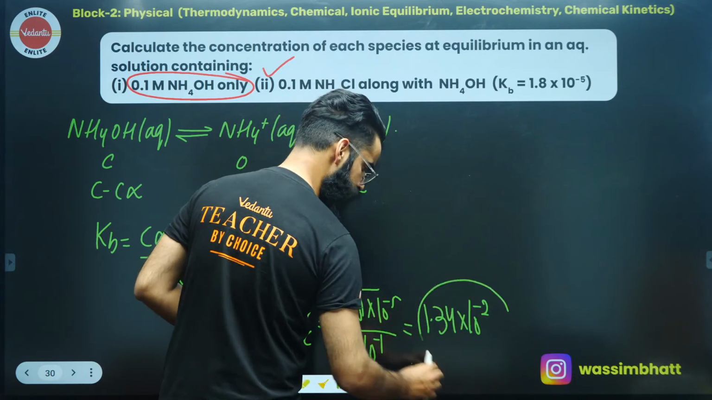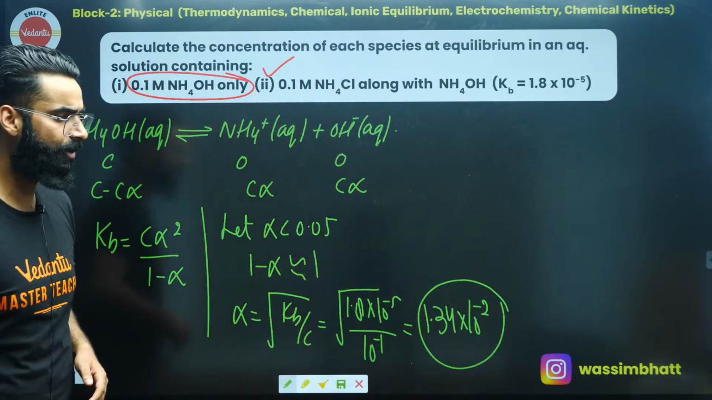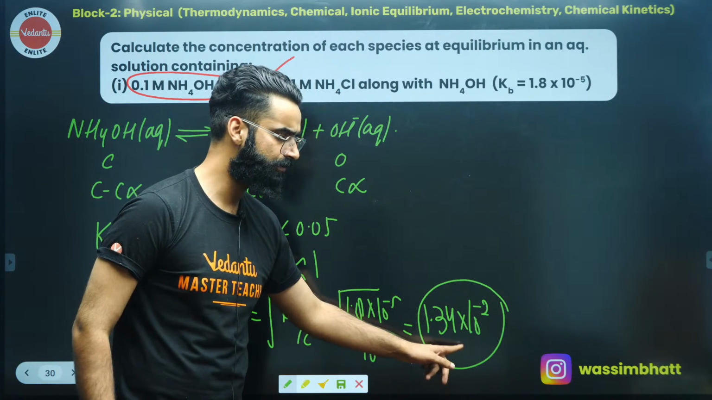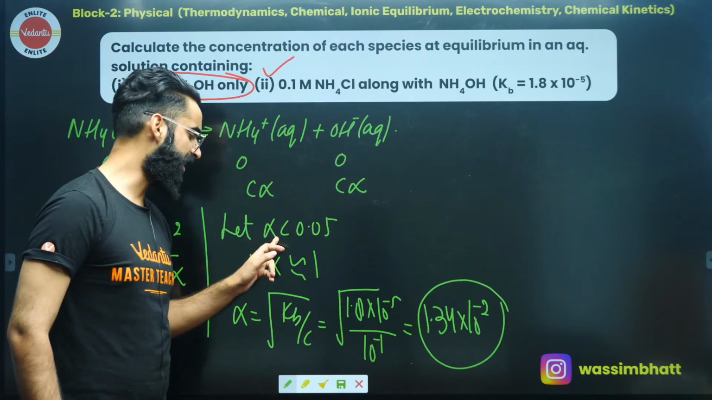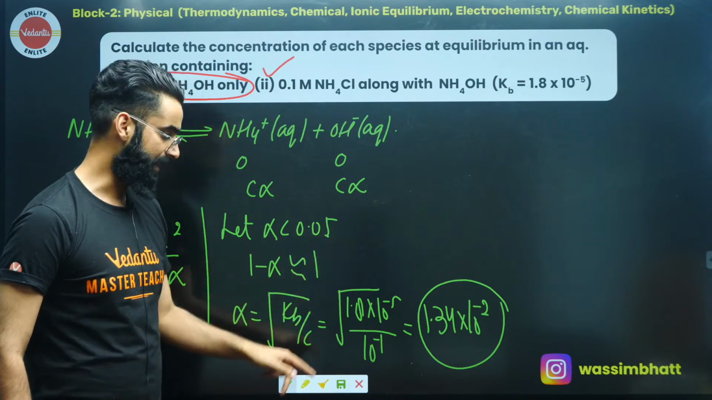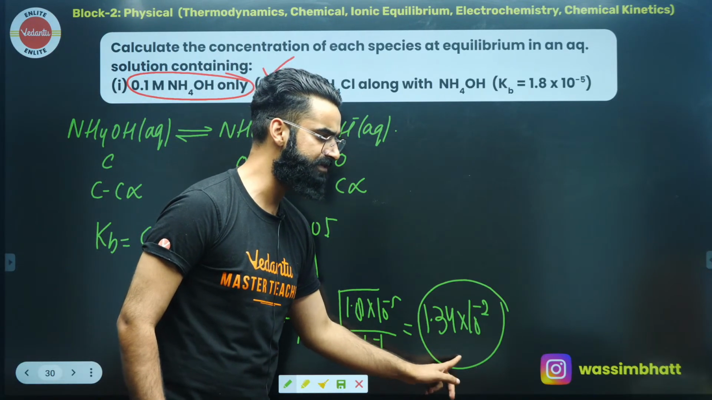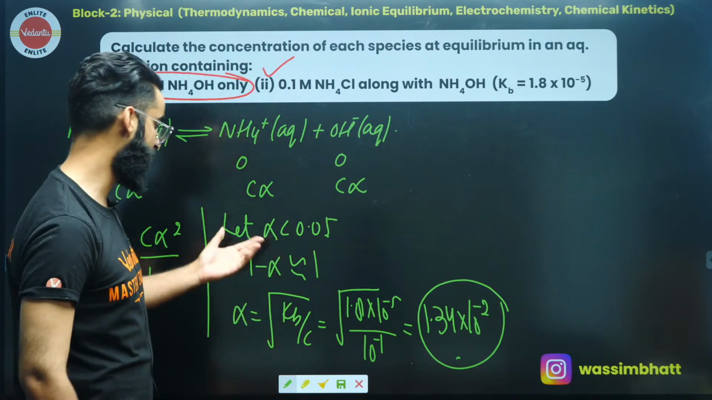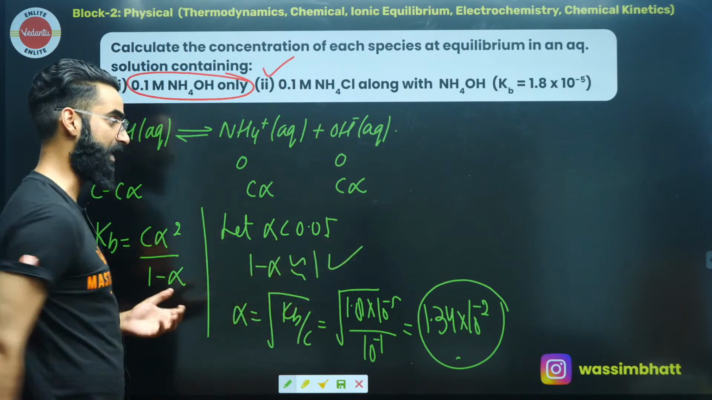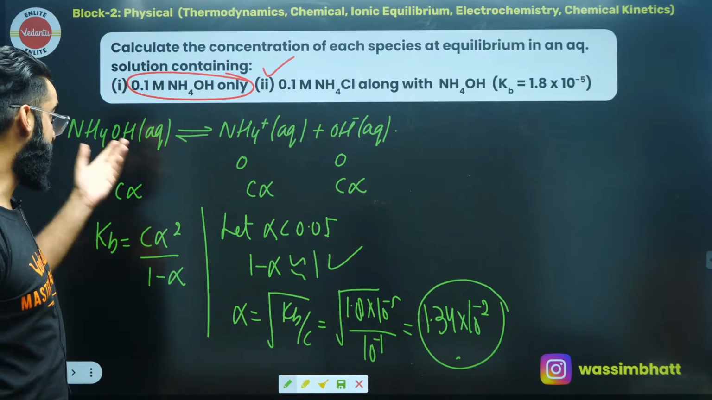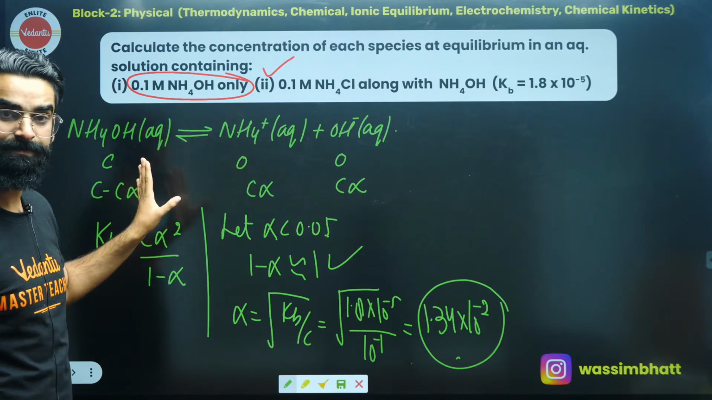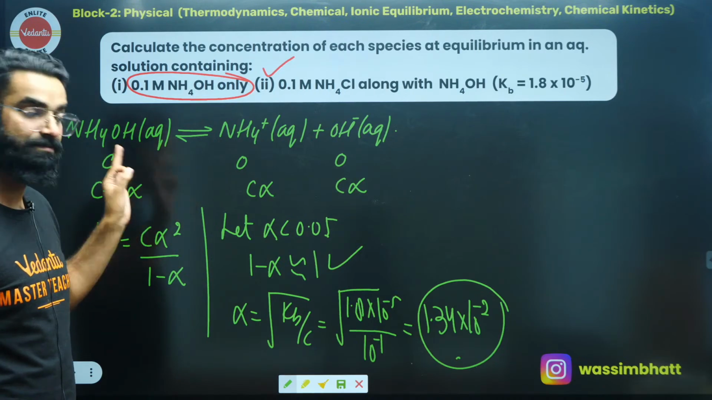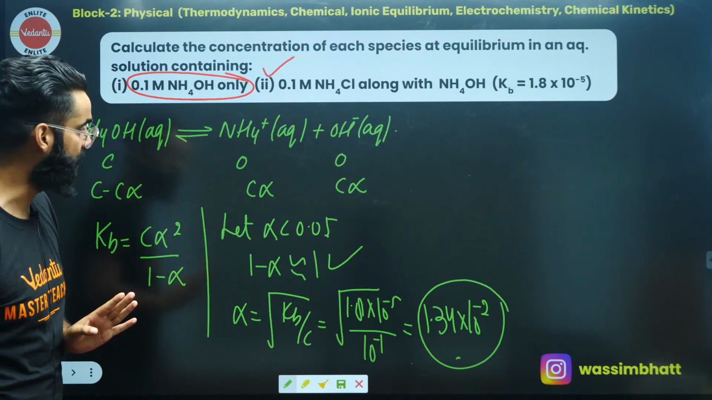Have a look. Is the value of alpha actually coming out to be less than 0.05? Check it out, people. I assumed let the value of alpha be less than 0.05. Is the value of alpha actually coming out to be less than 0.05 only? Absolutely. That means whatever assumption we have done, that's absolutely correct. So alpha value you got. Right? So whenever you'll be having only NH4OH in the container, in equilibrium with its ions, its alpha value is actually less than 0.05. Perfect.